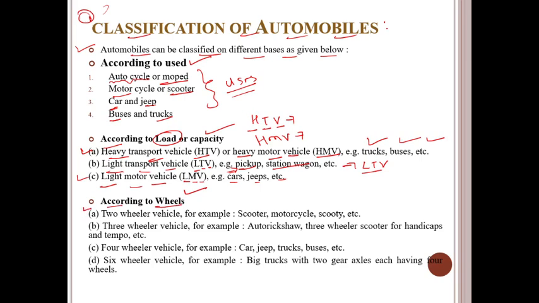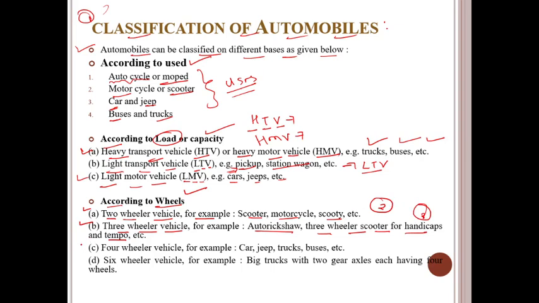So wheels, if you observe here in automobiles, how are they classified? Two-wheeler vehicles, for example scooter, motorcycle, and scooty, which consist of two wheels. Then another is three-wheeler vehicles, for example auto rickshaw, three-wheeler scooter for handicapped persons, or tempo. It has three wheels. We know and we observe them everywhere on the roads.